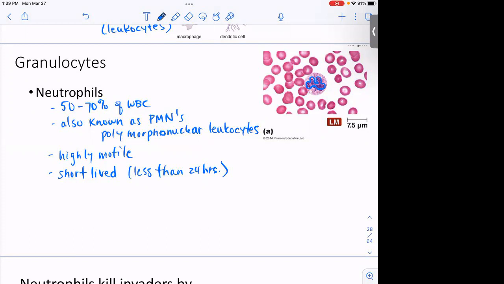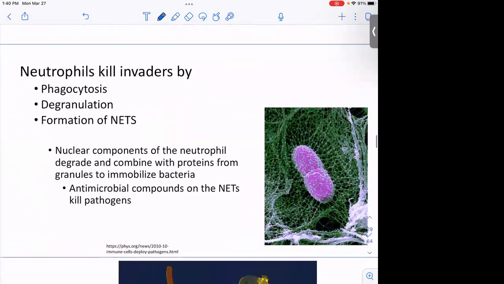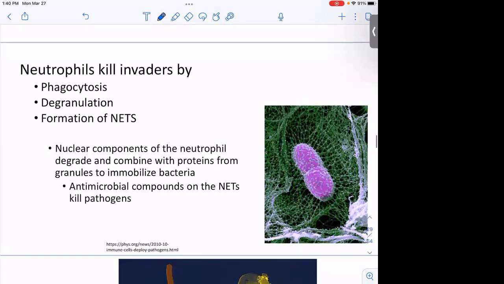So what do neutrophils actually do? They kill invaders in 3 different ways. The first is phagocytosis, and we're going to look at that whole process. We've talked about phagocytosis before, but we're going to look at it in a little more detail. Basically, they're cells that can eat, so they can get rid of invaders that way.